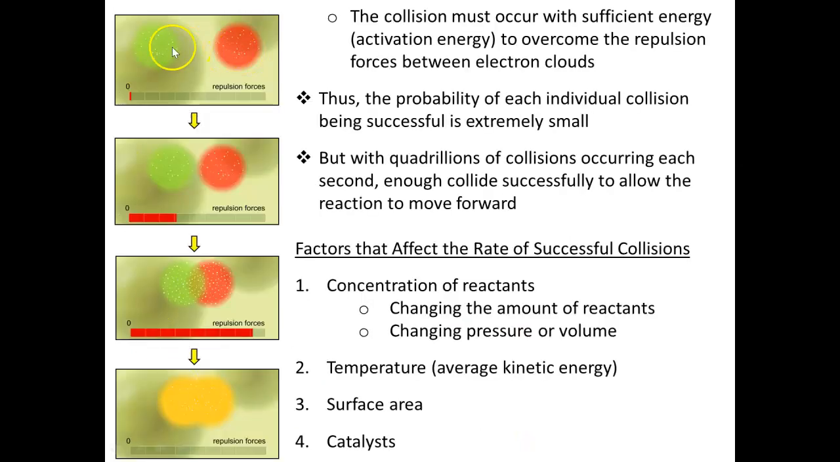Once the correct atoms are side by side, they must collide with enough energy so that their electron clouds can overlap with one another. This allows the nucleus of this atom to latch onto the electron cloud of this one, and the nucleus of this atom to latch onto the electron cloud of this one. In so doing, they may share electrons, thereby forming a new chemical bond.